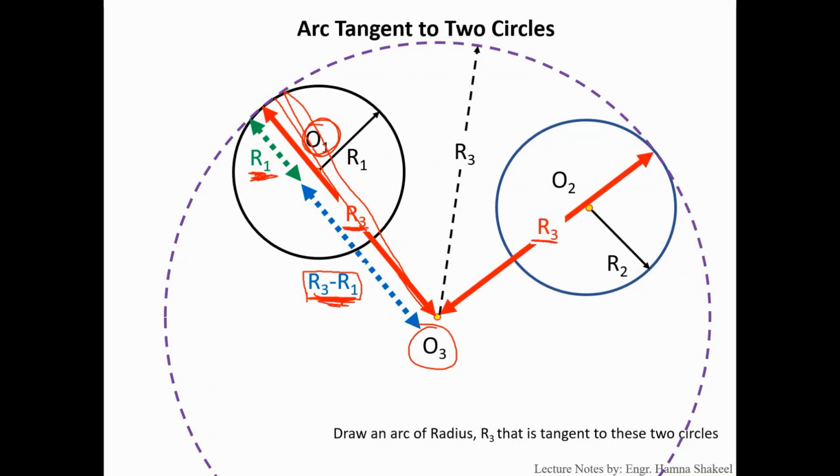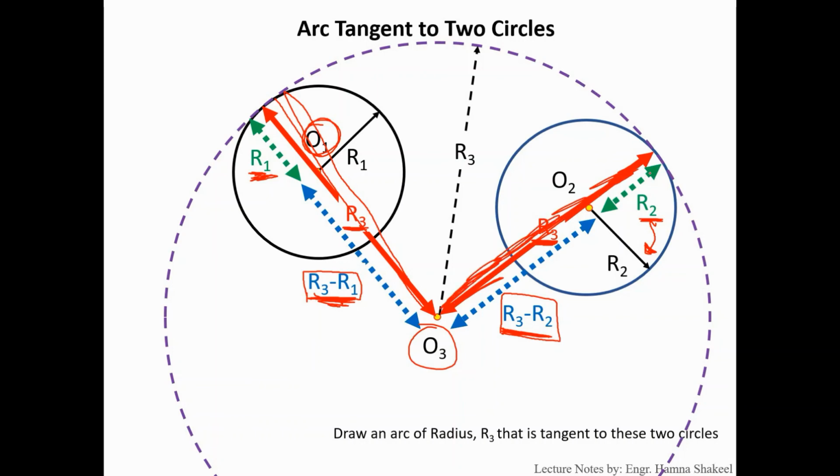For circle number 2, again this is the R3, radius of the bigger required circle, and this is actually a sum of R2, which is the radius of circle number 2, actual radius of circle number 2, and the distance. In this case, the distance is R3 minus R2. So this R3 is this radius, R2 is this part. So the distance between center O2 and O3 is R3 minus R2.